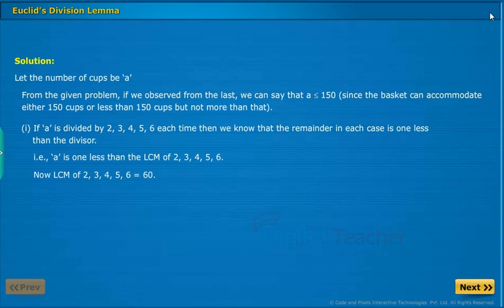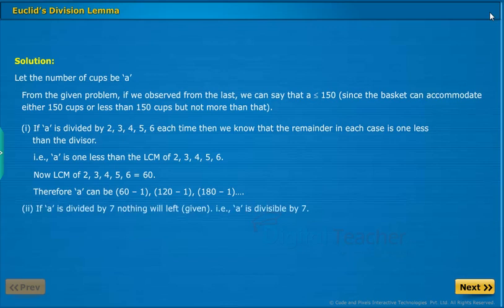Now, the LCM of 2, 3, 4, 5, 6 is 60. Therefore, A can be 60 minus 1, 120 minus 1, 180 minus 1, and so on. 2. If A is divided by 7, nothing will be left. That is, A is divisible by 7. 60 minus 1, that is 59, is not divisible by 7. 120 minus 1, that is 119, is divisible by 7. Therefore, A can be 119.